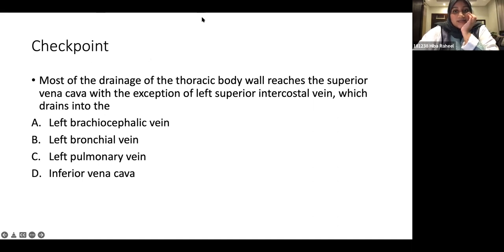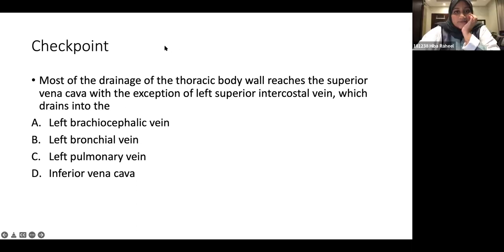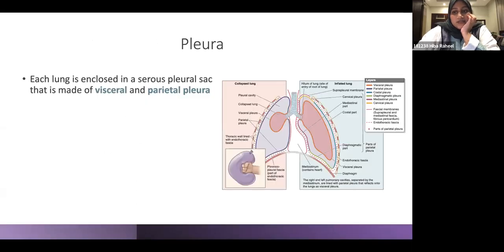Most of the drainage of the thoracic body wall reaches the superior vena cava, with the exception of the left superior intercostal vein, which drains into the left brachiocephalic vein. Excellent, very good. Good job, everyone. Okay, all right, so now let's move to the second part. So here's what we'll do. We'll finish the pleura. We'll take a 5-minute or a 10-minute break, and then we can come back and finish the rest, okay? All right, so let's begin with the pleura.